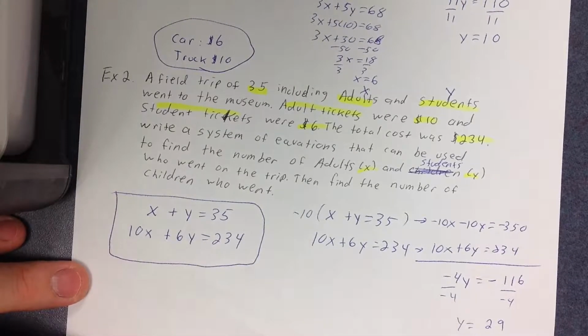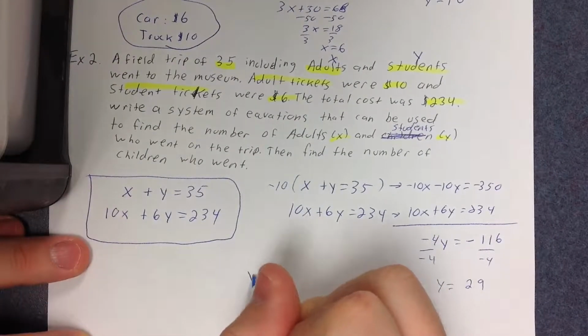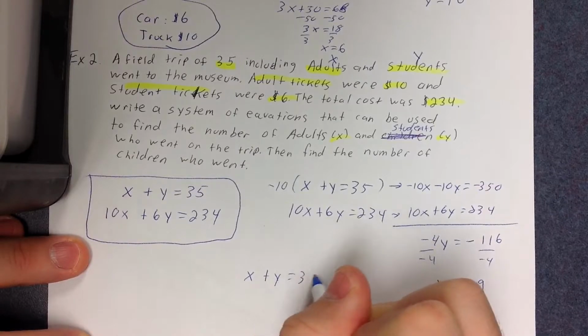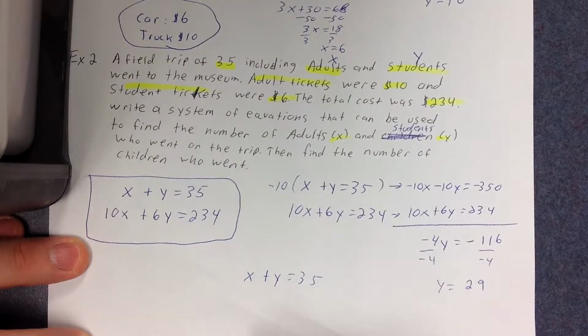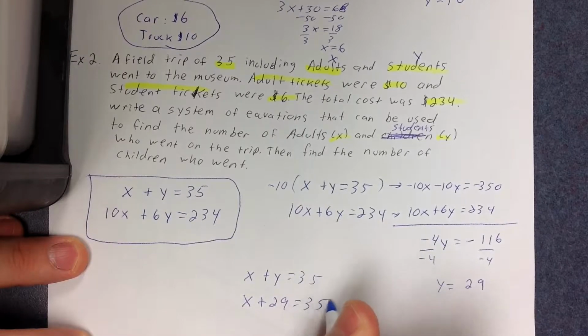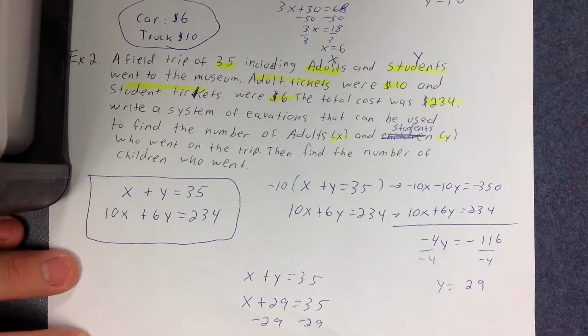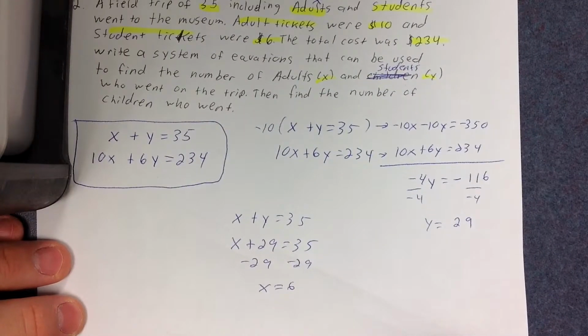Then I have to go back and plug it back in. I'm just going to pick the top equation. So x plus y equals 35. And if y is 29, x plus 29 equals 35. Subtract 29, I get x equals 6. Again, make sure you figure out what everything represents.